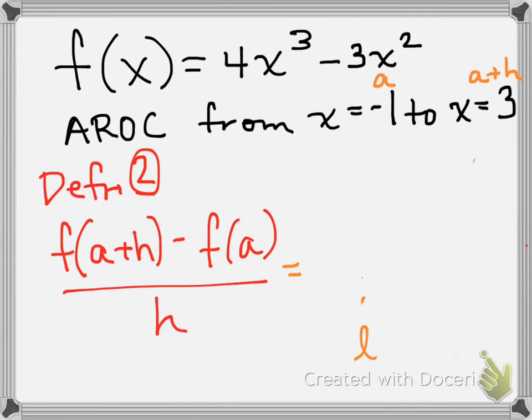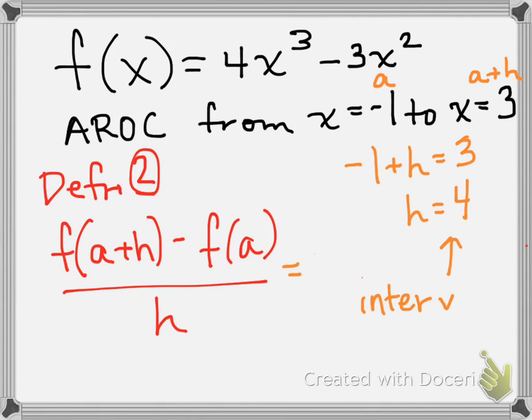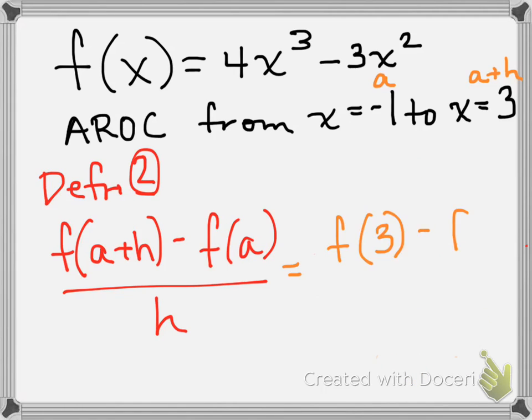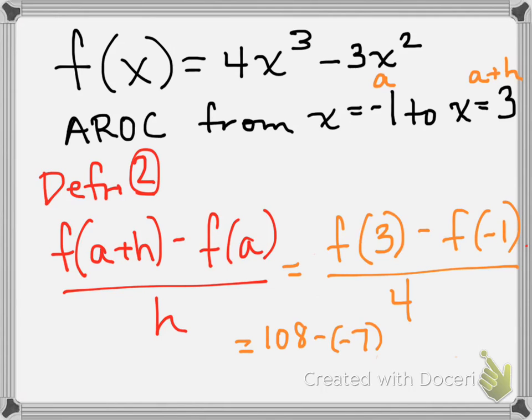And I really can think about h as the interval length. How far apart are -1 and 3? They are 4 units apart. That's my interval length. Once I realize that, I can go ahead and compute this. I get f of 3 minus f of -1, because a plus h was my 3 and -1 was my a, divided by 4, which is h.